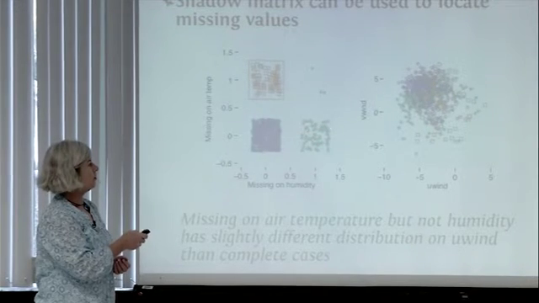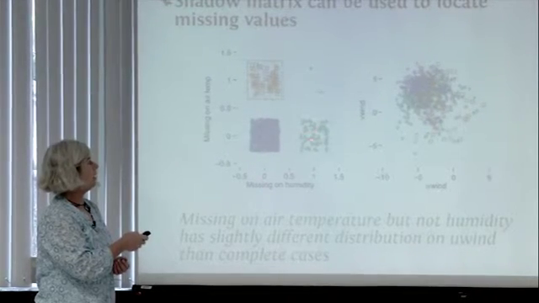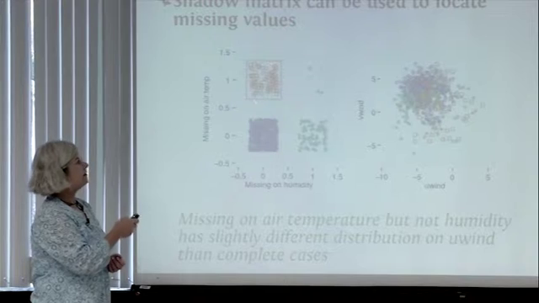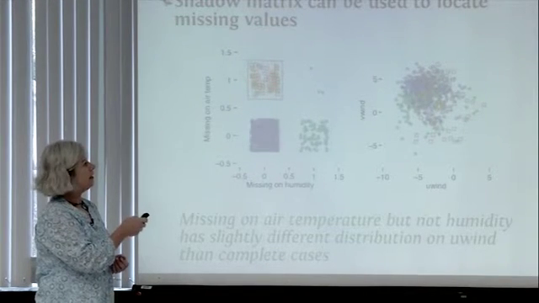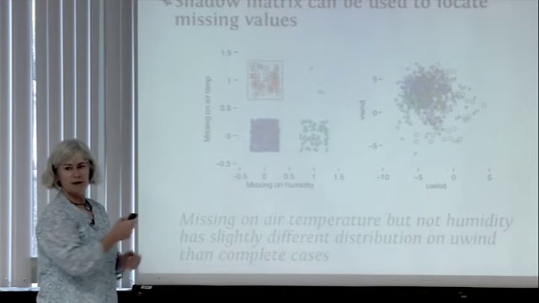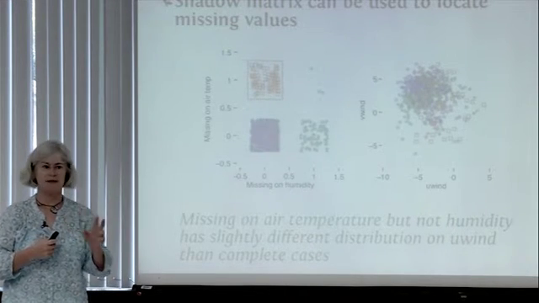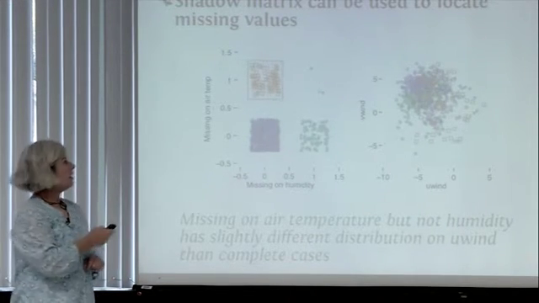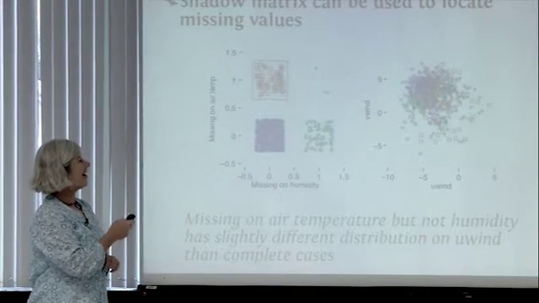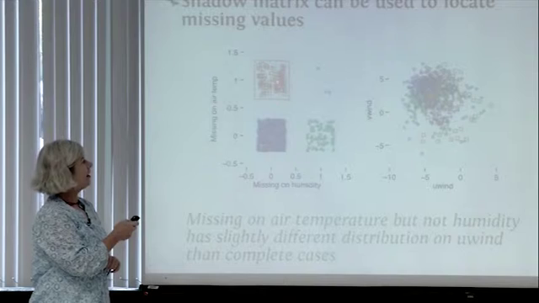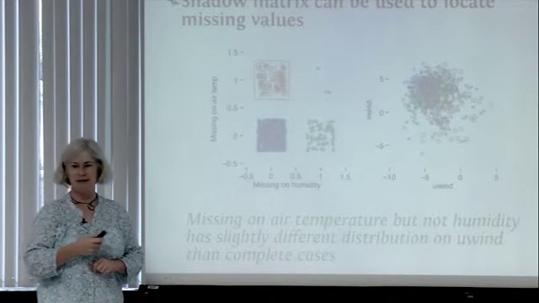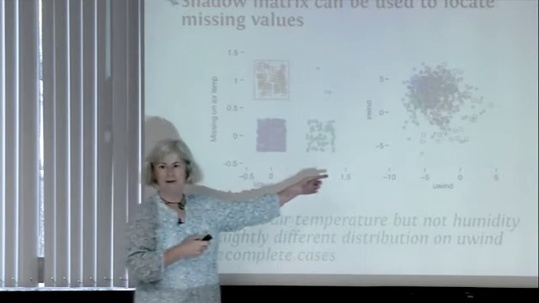But this here is 0, 0, they're complete cases. These are missing on humidity, but not on air temperature. These are missing on air temperature, but not on humidity. And these ones are missing on both. So I only have 3 cases that are missing on both variables. All right, based on that, then I can highlight. So I'm going to pick the points that are missing on air temperature, but not missing on humidity, and link that to the other plots.